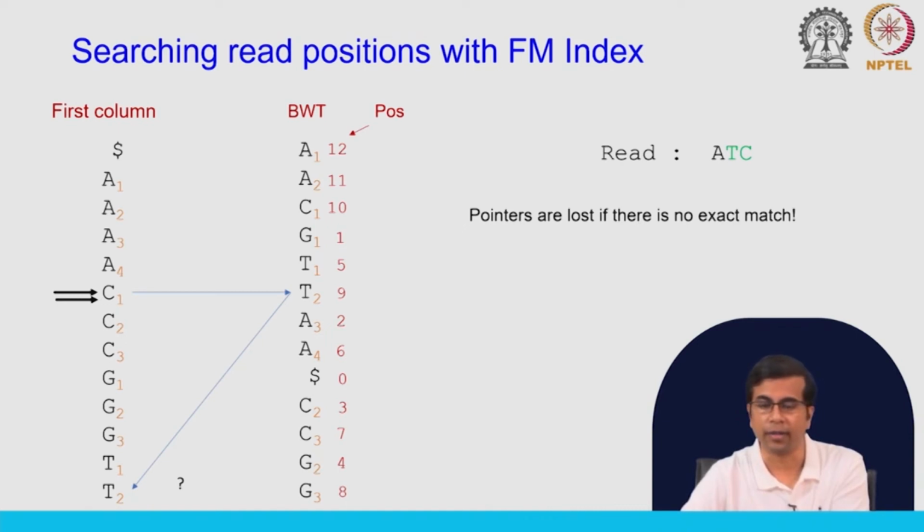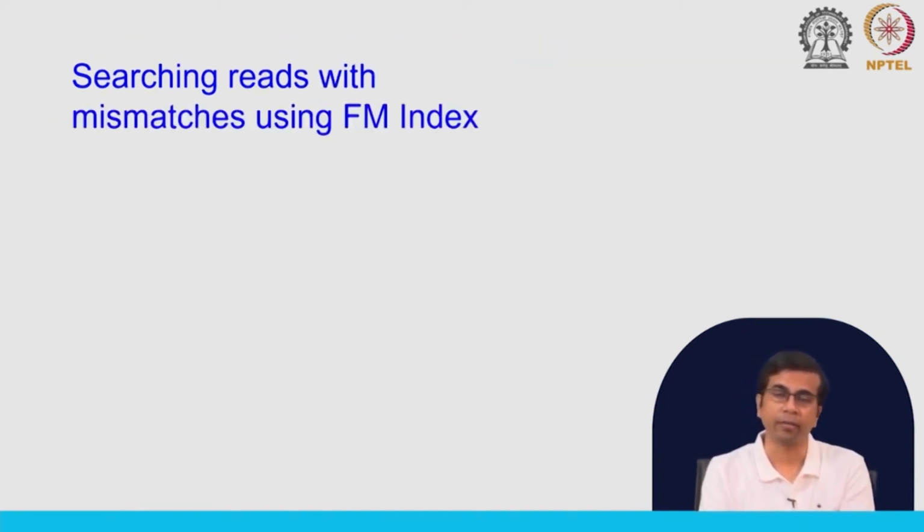Okay. So, this again could be a problem, right. So, how do you solve this? How do you actually work around this problem? What we have seen, if a read matches perfectly with your reference data, it can find that location very efficiently and very quickly. There is no issue, but if there is mismatch, again the pointers will be lost. So, what do you do in that case? This is the question that we are left with now: how do you search reads with mismatches using this FM index? Can you do something?